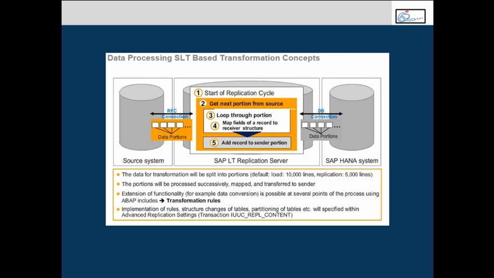In the new support pack the T code is LTRS, and in the old support pack before SP5 it is IUUC underscore REPL underscore CONTENT. This is a T code for performing all the setup relevant to transformations. So you have a table. Before you replicate the table, you would like to do all the setup relevant for transformations in SLT. We use this T code. Okay.